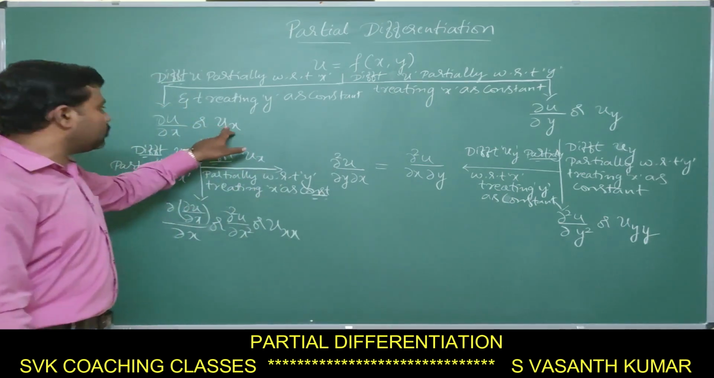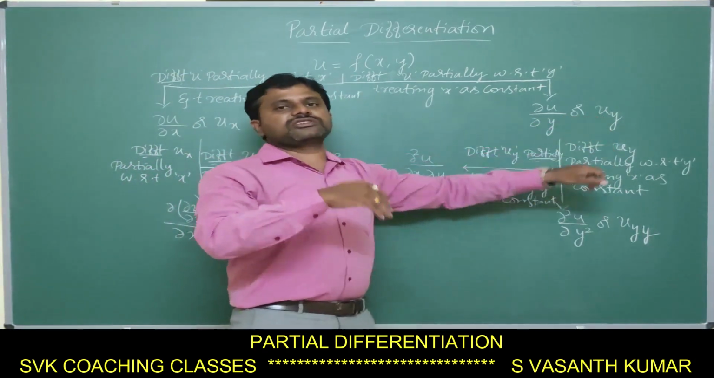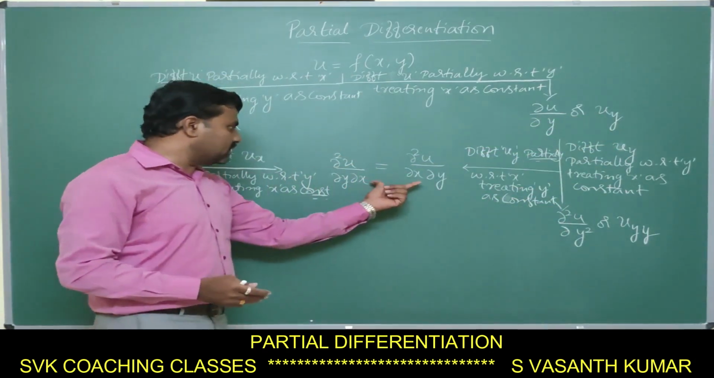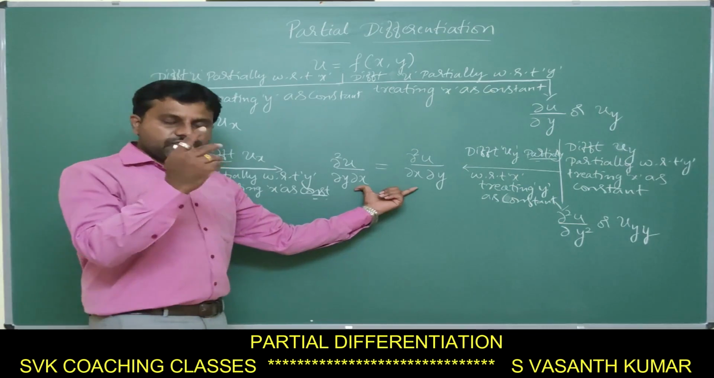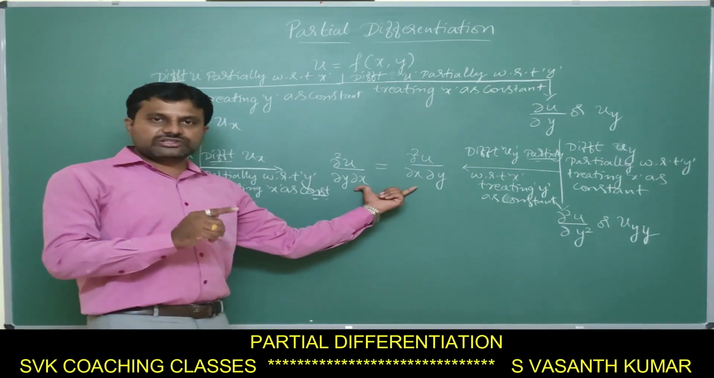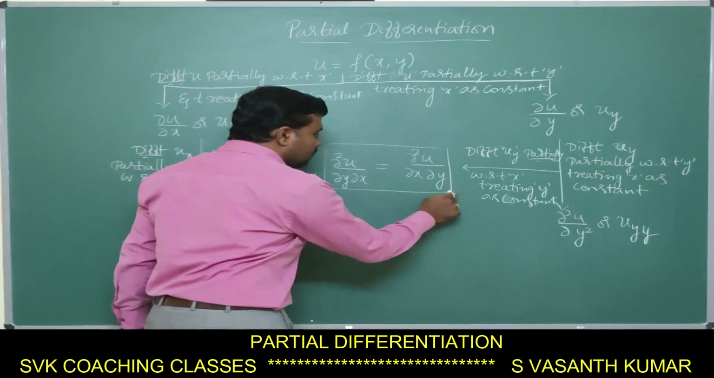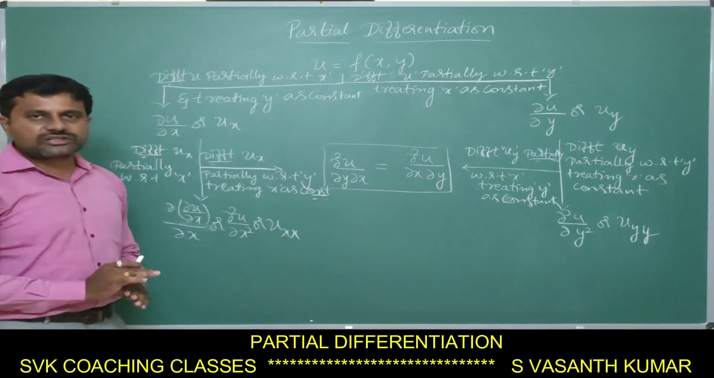Finally, if you differentiate ux partially with respect to y or differentiate uy partially with respect to x, you are going to get the values like this, but finally the outcome will be one and the same. So that's why I mentioned these two are equal. This is called partial differentiation.